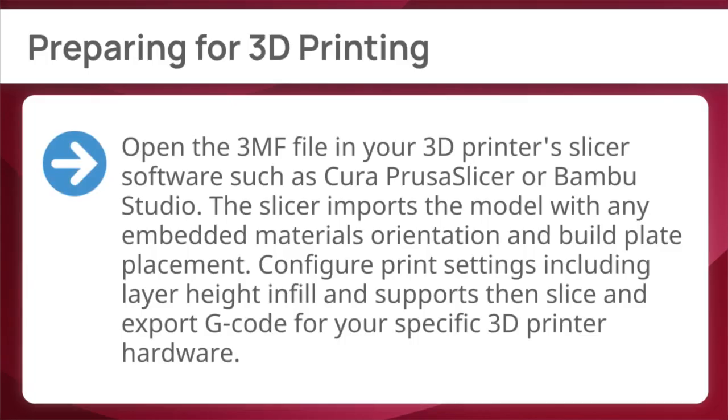Open the 3MF file in your 3D printer's slicer software, such as Cura, Prusa Slicer, or Bambu Studio. The slicer imports the model with any embedded materials, orientation, and build plate placement. Configure print settings including layer height, infill, and supports, then slice and export G-code for your specific 3D printer hardware.